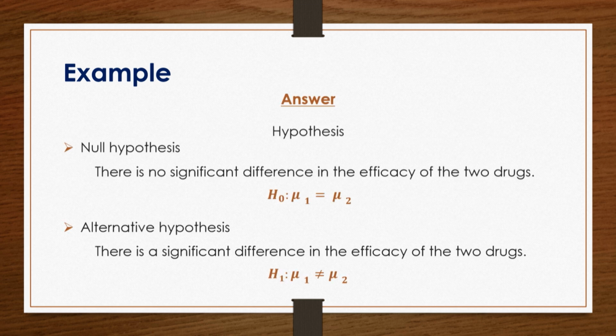Here we are going to see an example. The solution is given in 5 principal steps, starting with the null hypothesis. The null hypothesis is framed like this: there is no significant difference in the efficacy of the two drugs, that is H0: mu1 equal to mu2. The alternative hypothesis is that there is a significant difference in the efficacy of the two drugs, H1: mu1 is not equal to mu2.